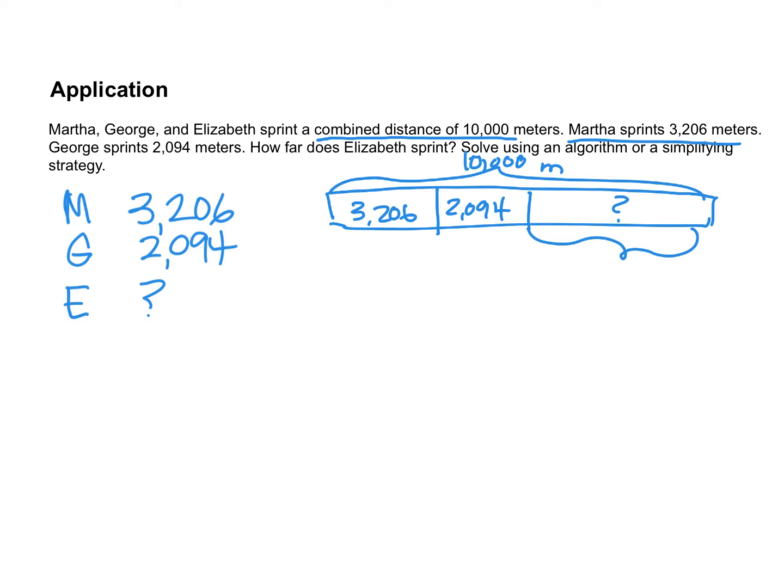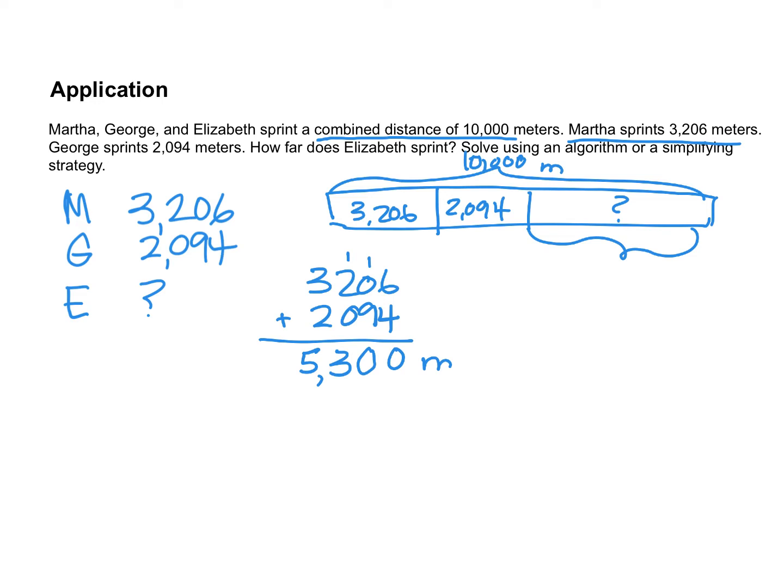Okay, the first thing that we needed to do was figure out, well, how far did Martha and George go together? And so if we're trying to find out their total distance, we should be adding that. So we will add 3,206 and 2,094. Remember that when you're just in the thousands, you do not have to use commas. So we've got 6 ones and 4 ones. That gives us 10, and 1 ten and 9 tens gives us another 10. And in our hundreds, we've got 300, and in our thousands, we've got 5,000. So we've got 5,300 meters that the two of them did together, Martha and George.